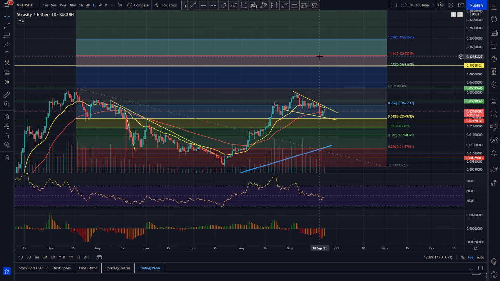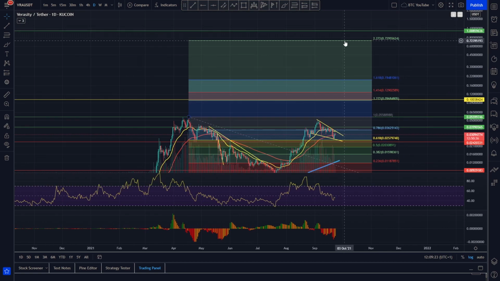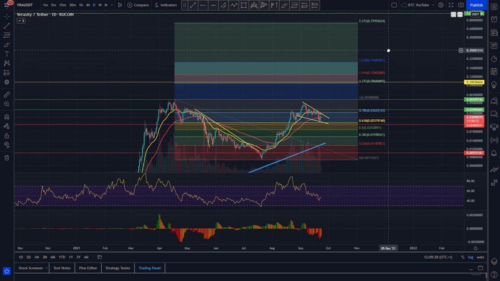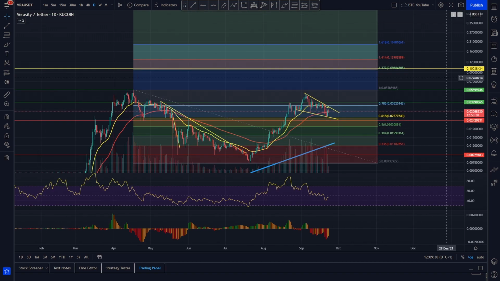Got the 127 at 10 cents, the 141 at 13 cents, the 161 at around 20 cents, and then that big 227 extension at around 75 cents, which we do think is very, very possible to achieve, considering how low the market cap is for Verasity.